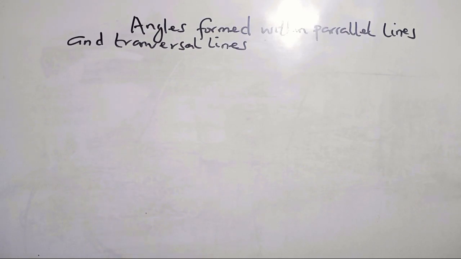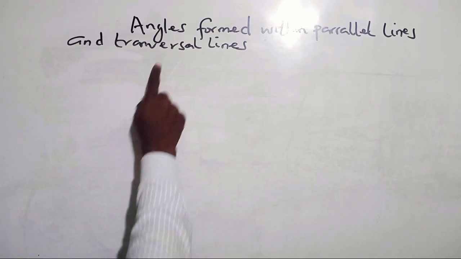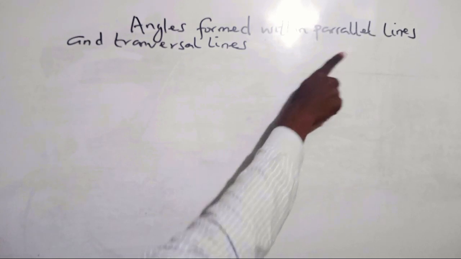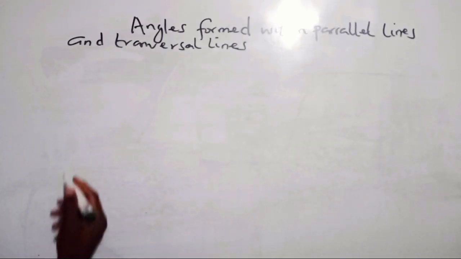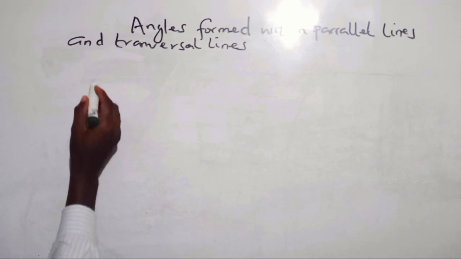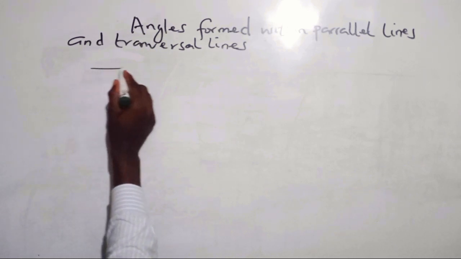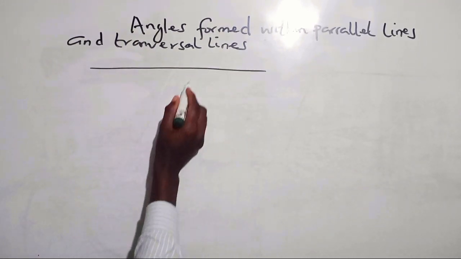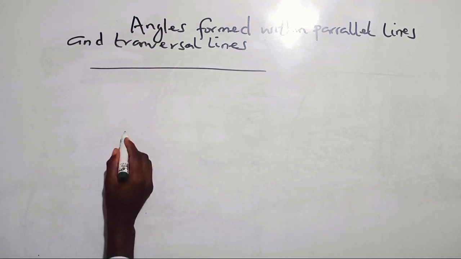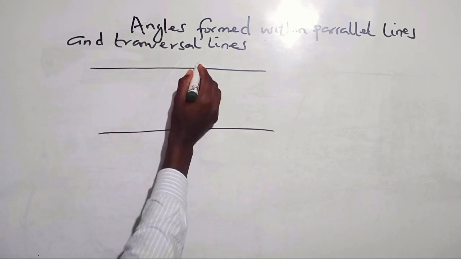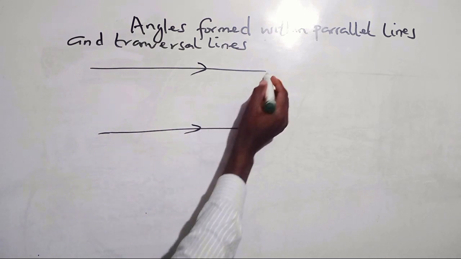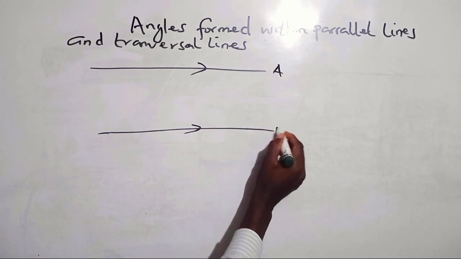Hello everyone. In today's class, we'll be working on angles formed within parallel lines and transversal lines. Okay, so what do we refer to as parallel lines? Parallel lines are lines that never meet. Let's say we have two parallel lines. Let's assume this is line A and this is line B.